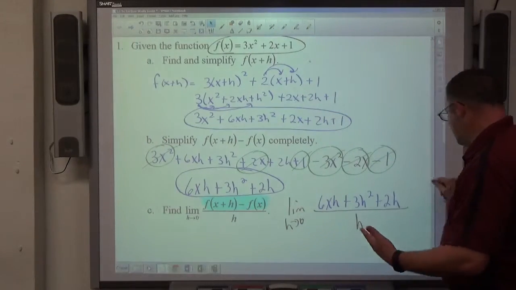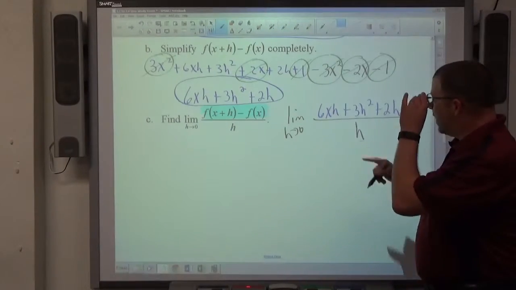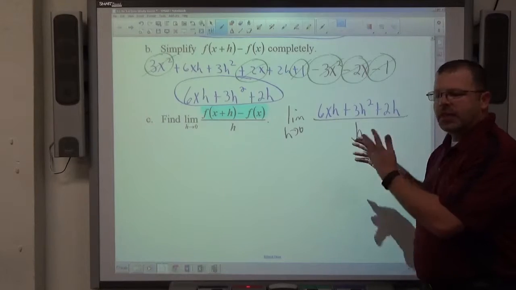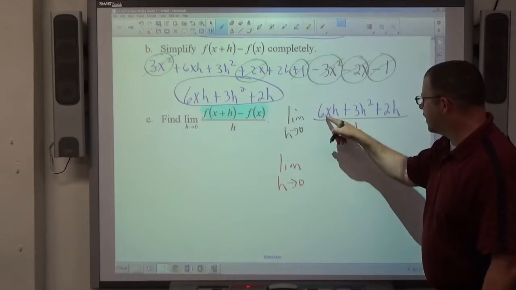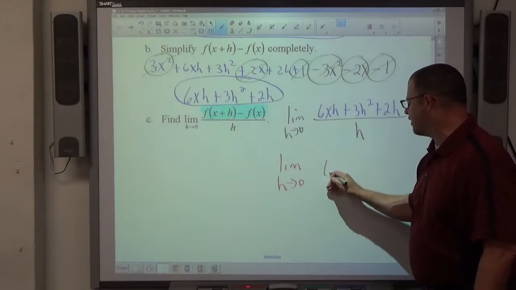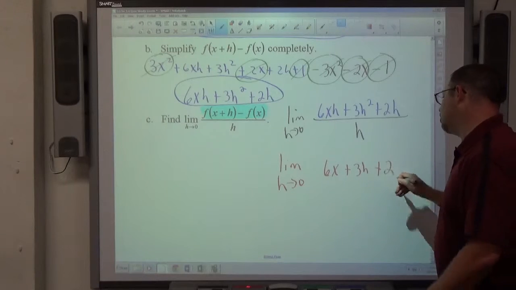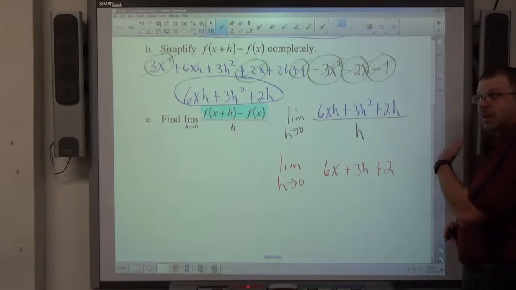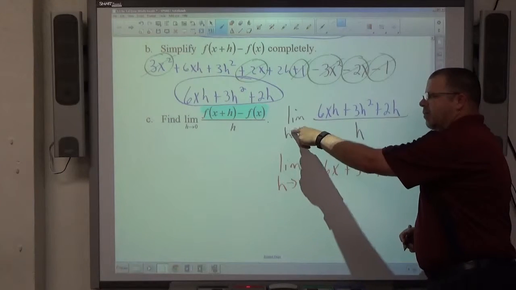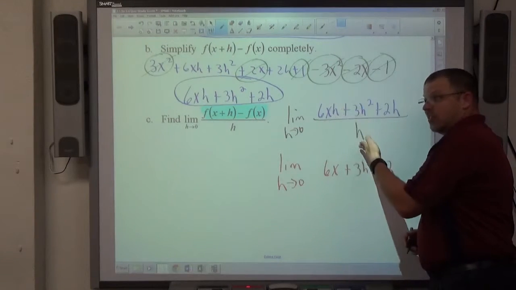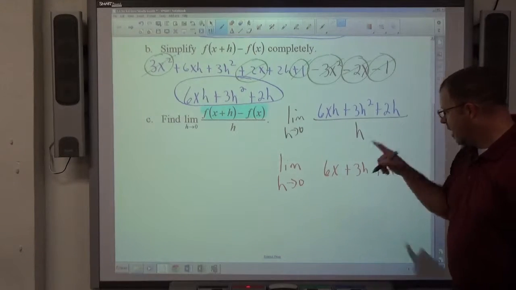And what happens, and what should happen with this technique, which we've always had happen so far when we did it, is that everything contains the letter h, so we can reduce by an h. So 6xh divided by h is 6x. 3h squared divided by h is 3h. 2h divided by h is 2. h divided by h makes 1, so over 1, which I don't have to put. And once I get the h off the bottom, I can't put 0 in right now because it gets division by 0. But once that h gets off the bottom, now there's division by 1. That's legal. Let h equal 0.